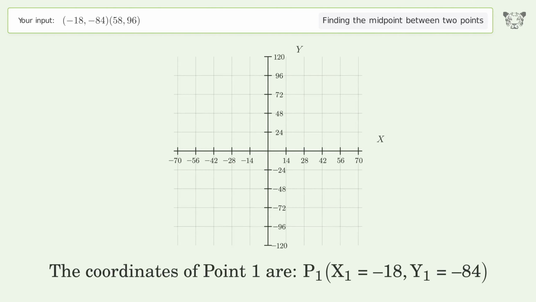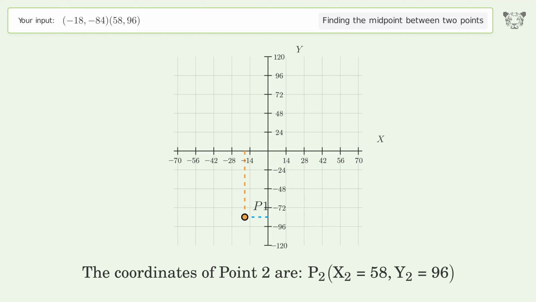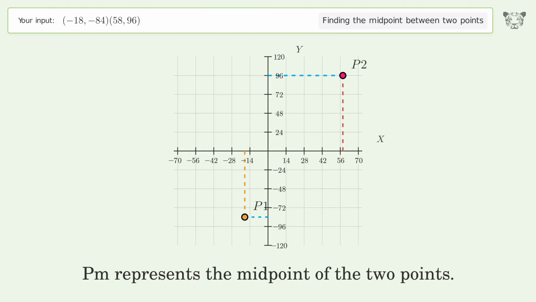The coordinates of point 1 are, x1 equals -18, y1 equals -84. The coordinates of point 2 are, x2 equals 58, y2 equals 96. PM represents the midpoint of the 2 points.